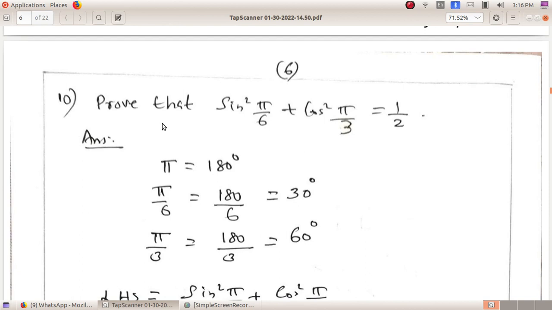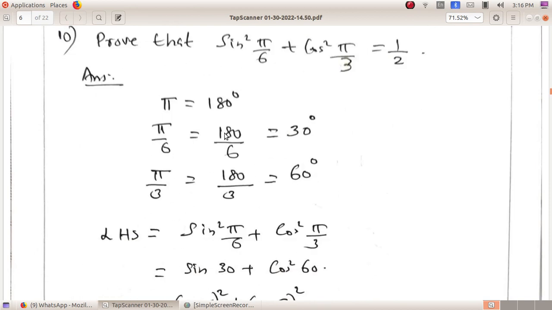Next question. Prove that sin square pi by 6 plus cos square pi by 3 is equal to 1 by 2. What is pi? 180. Then pi by 6 means 30, pi by 3 means 60. Then you can take a scientific calculator to solve this problem. Otherwise, you have to learn trigonometric formulas or trigonometric values for certain angles by heart. So you can do this by using a scientific calculator.